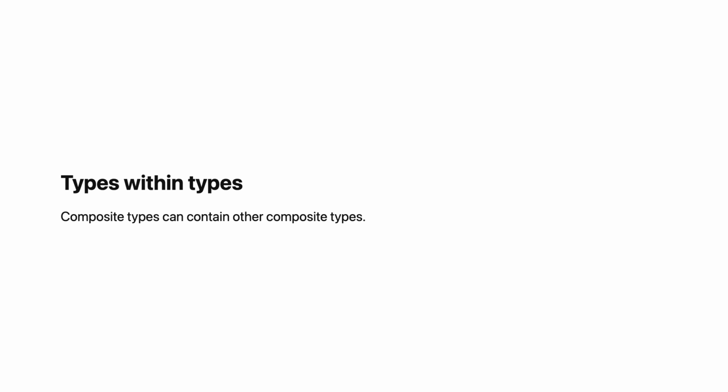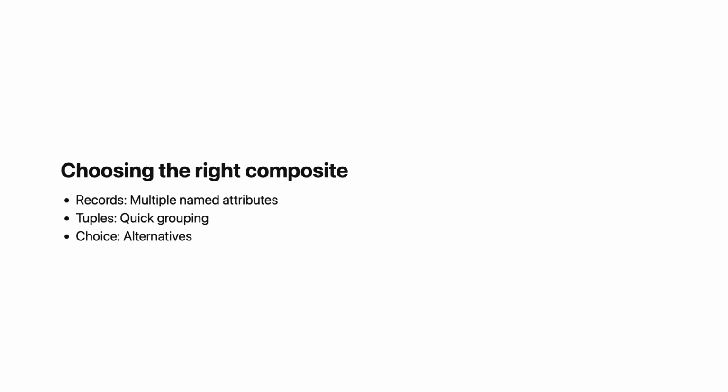The key is composability. Simple types combine into records. Records combine into larger structures. Each level adds meaning while staying manageable. Good data design creates clear hierarchies. Each level is understandable on its own. The whole emerges from composing parts.